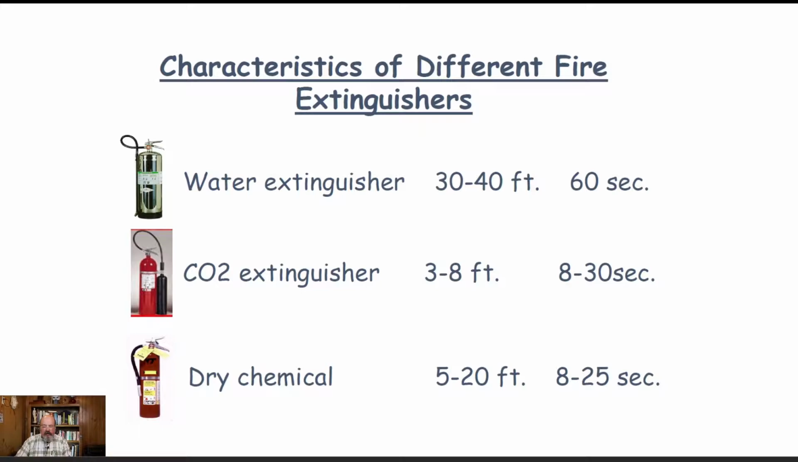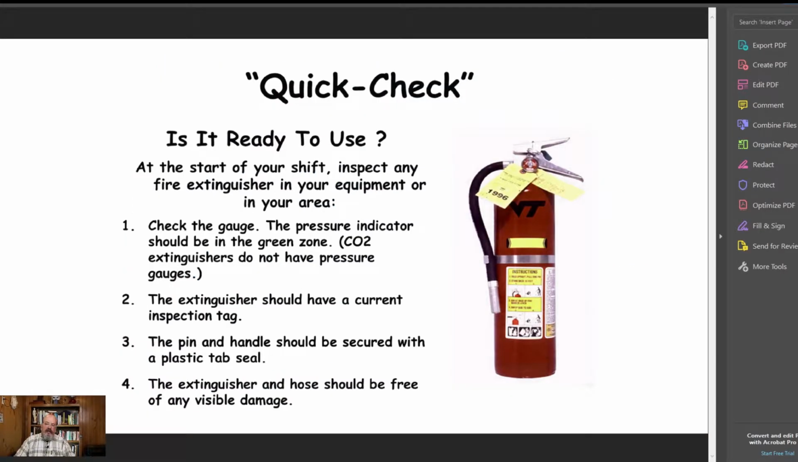And then finally, you want to make sure that you inspect your fire extinguisher. Fire extinguishers have a tag, a monthly inspection and an annual inspection, which is done by a qualified person. And depending on the fire extinguisher, it may need hydrostatic testing from time to time. You need to check your fire extinguisher, but the ready check: is the fire extinguisher ready to use? At the start of your shift, inspect any fire extinguisher in your equipment or in your area.